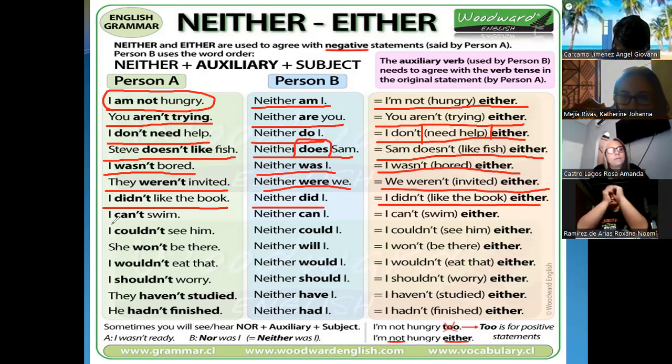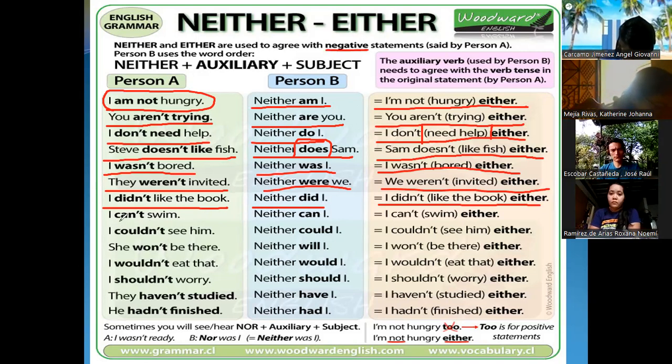Rosa, Amanda. I can't swim. Neither can I. And I can't swim either. Okay, very good. I can't swim, neither can I. I can't either. And then you have the others.